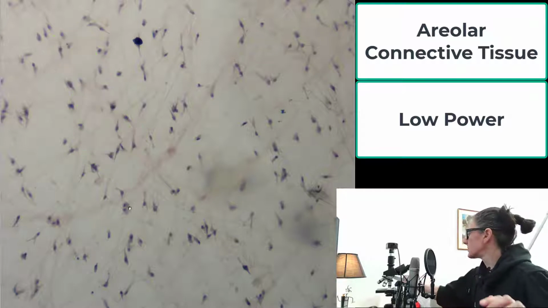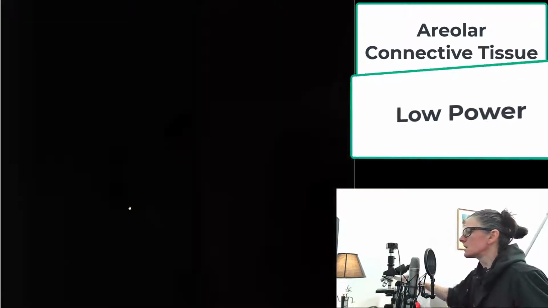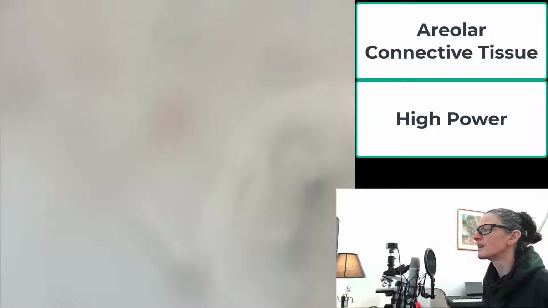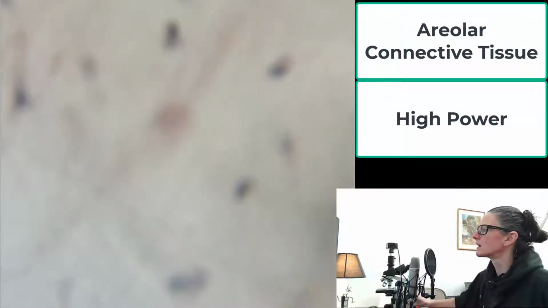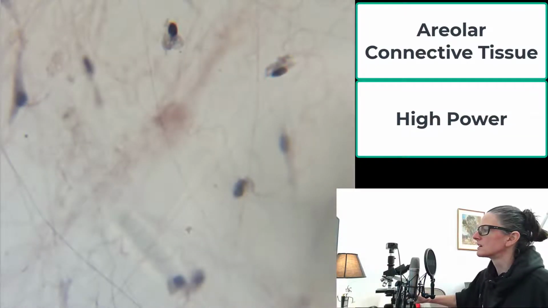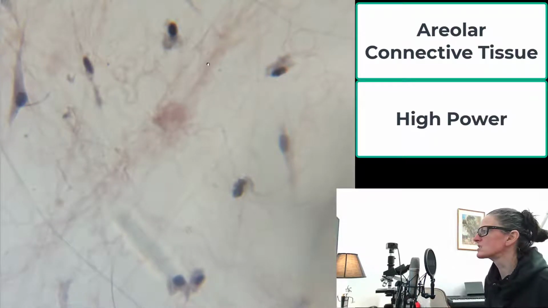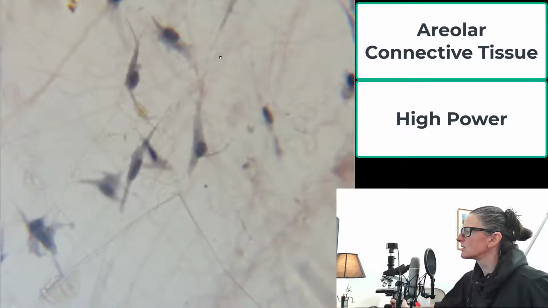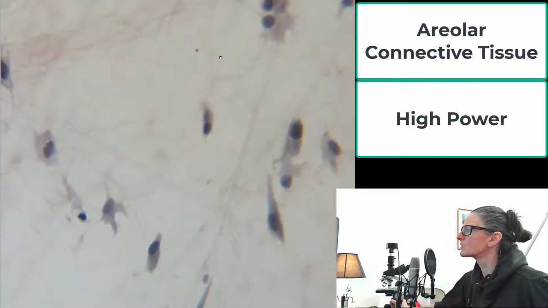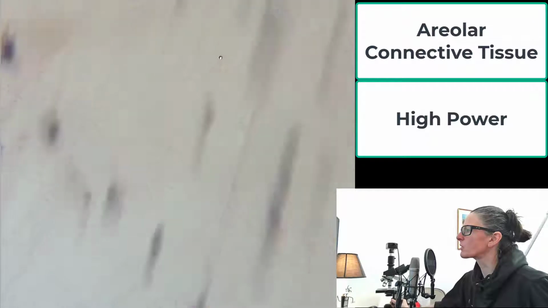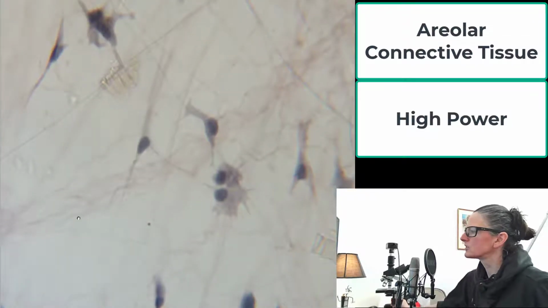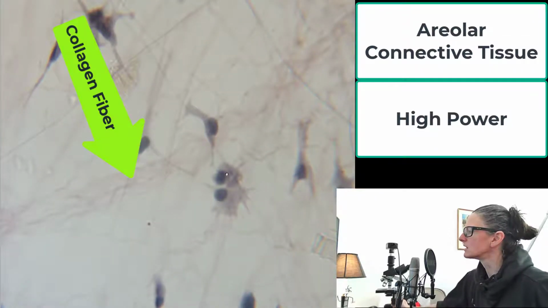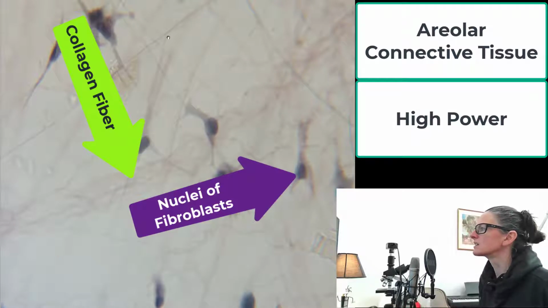Now I'm going to bump it up to our high power really quickly. And here it actually looks quite similar to the previous slide. Coloration may be a little bit different, not that much, but the point is sometimes you'll get slides where the collagen bundles are darker, more purple color. And here you see some collagen bundles back here, lots of nuclei, and here we have lots of elastic fibers too.